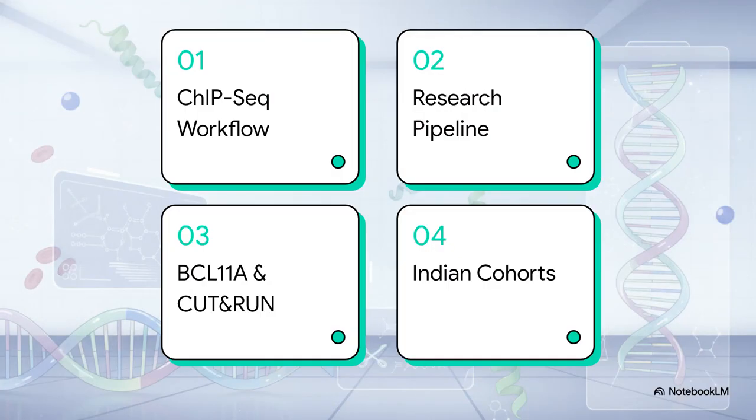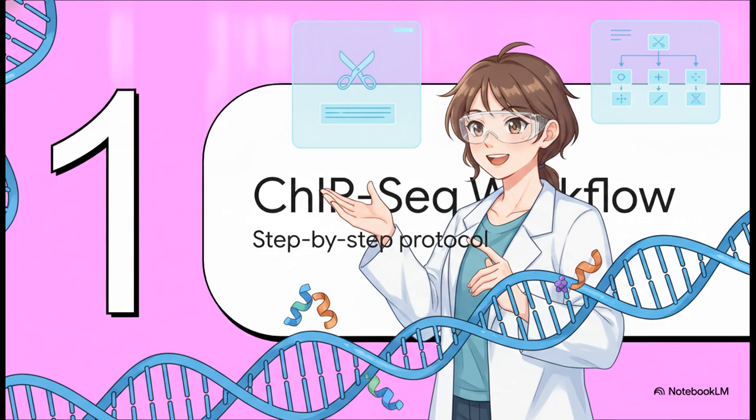To get there, here's our roadmap for this explainer. First, the ChIP-seq workflow. Second, the research logic pipeline. Third, BCL11A binding and CUT&RUN. And finally, why Indian cohorts matter. Okay, let's kick things off with part 1, the ChIP-seq workflow.